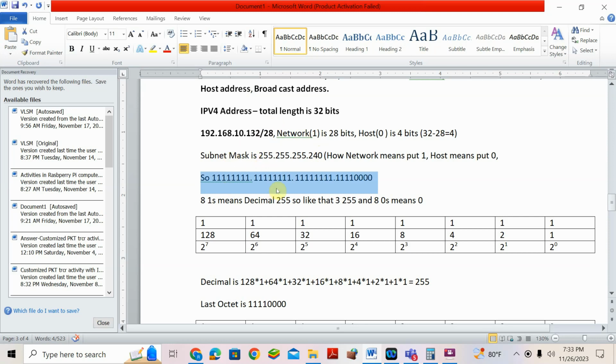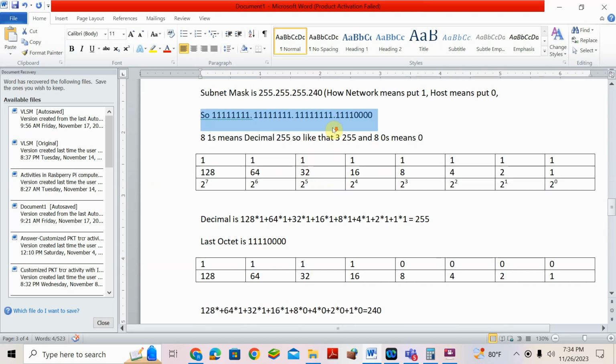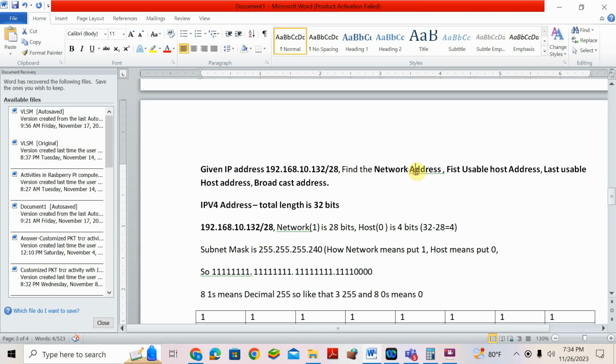28, so 8, 8, 8, 4: 24, remaining 4, that is 28 ones and remaining 4 zeros. So how do we convert this binary to decimal? I put a table like this and did the conversion. I got the subnet mask as 255.255.255.240. Now I need to find out the network address, first address, last address, and broadcast address.